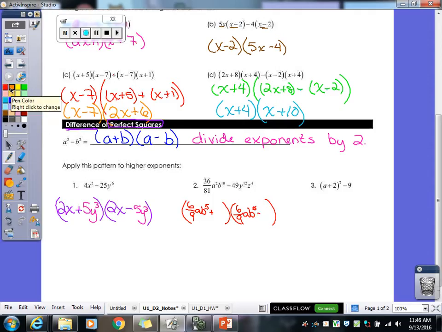So then for our second terms, what multiplies to give us 49? 7. And that would be y to the what? 6 and z to the, so it would be 7y 6 z 2.